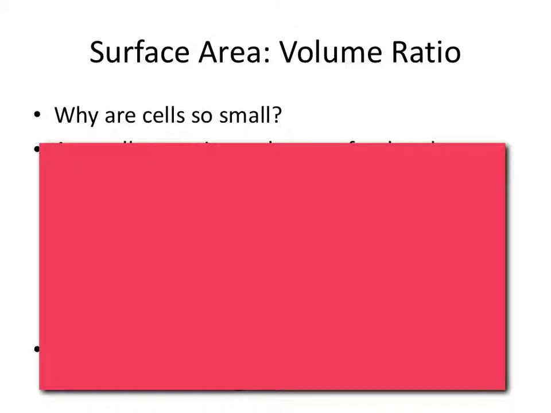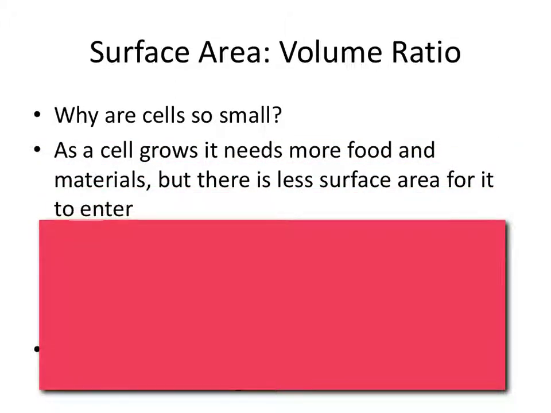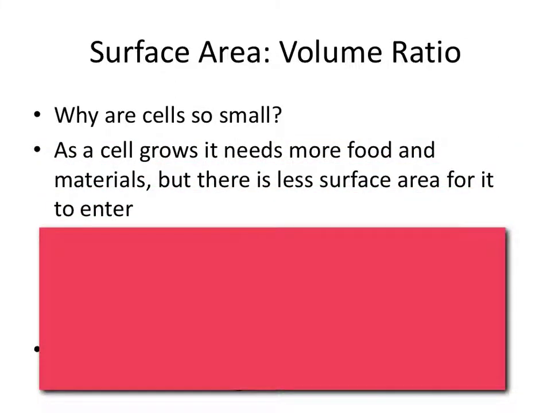As you probably know, cells are always really, really small. Why are they so small? How come you never have a cell that's the size of a basketball or the size of a car or something like that? They're always really tiny. You need microscopes to see them. Well, the reason for this has to do with the way they get their food. As a cell grows, it needs more food and more materials, obviously, just as when you grow you need more food, but there's less surface area for that stuff to enter.